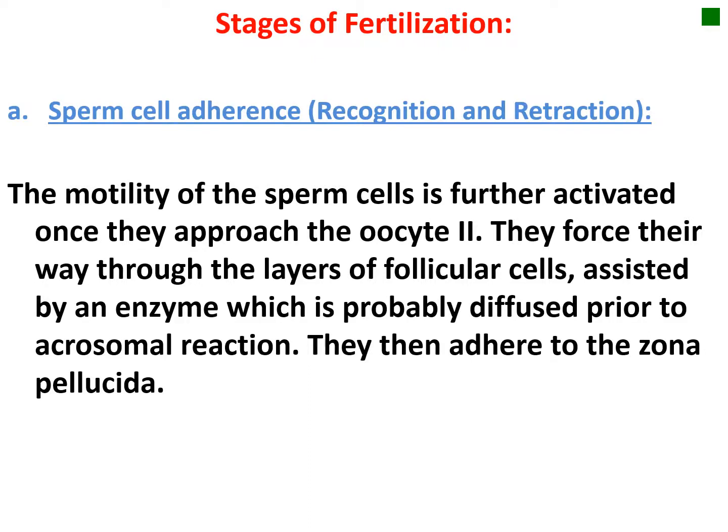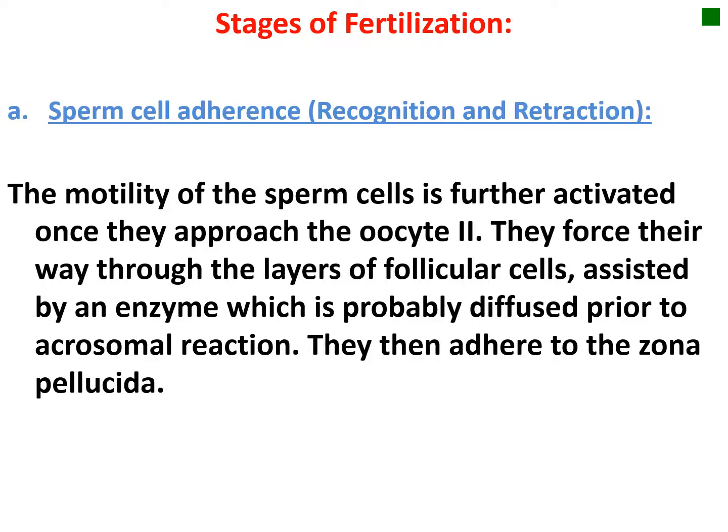What are the stages of fertilization? First stage is the sperm cell adherence, the recognition and the attraction process. The motility of the sperm cell is activated whenever they approach toward the oocyte 2. They force their way to penetrate inside the layers of the follicular cells, assisted by enzymes. These enzymes are present in the acrosome, and this is prior to the acrosome reaction.